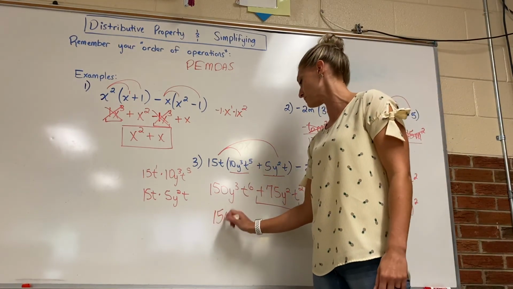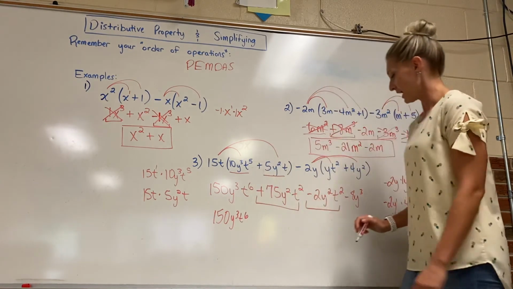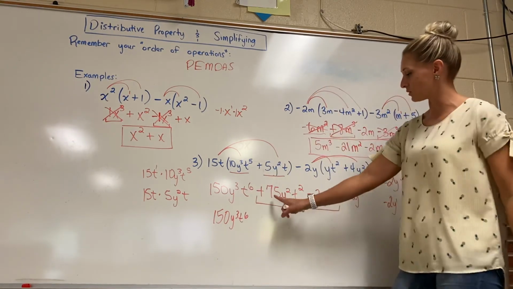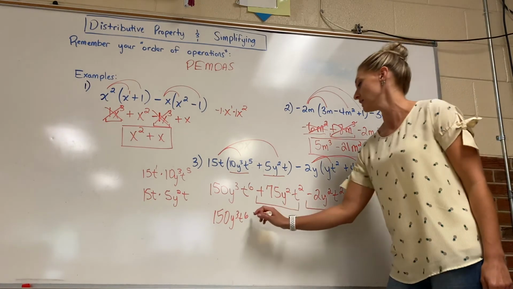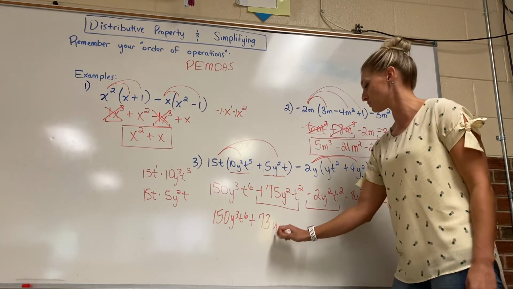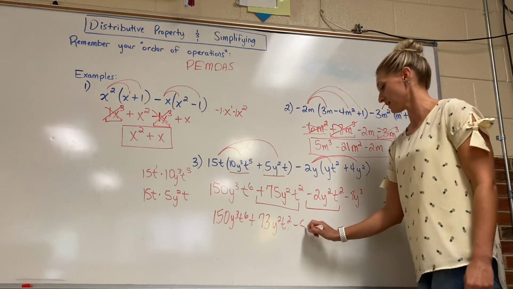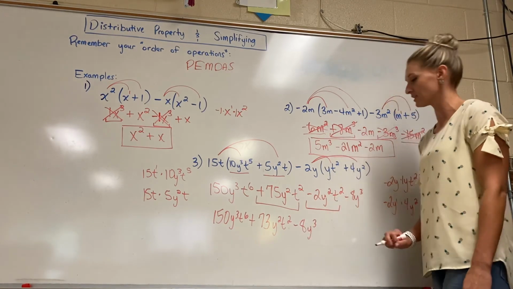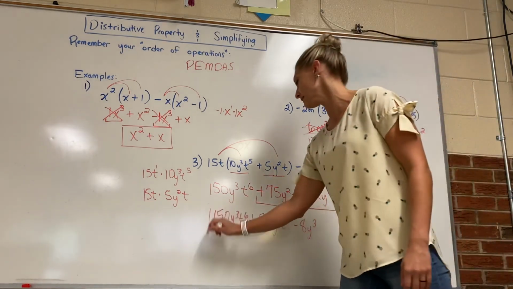So I'm going to go ahead and bring down my 150 y to the third t to the sixth. And then I'm going to go ahead and combine these. So remember, you combine the front numbers. So 75 minus 2 is a positive 73. And then remember, you just bring down the last name of it. And then that negative 8y to the third doesn't have anything to combine with, so it just comes down. And then nothing else will combine, and so we're done.